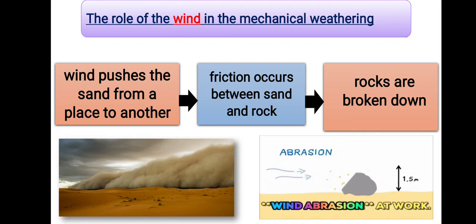So how does the wind help in mechanical weathering? Number one, by carrying the sand from one place to another. After that, if there is a rock in the way of the sand, friction happens between the sand and the rock. Due to the effect of the friction, the rock becomes very weak and is broken down.